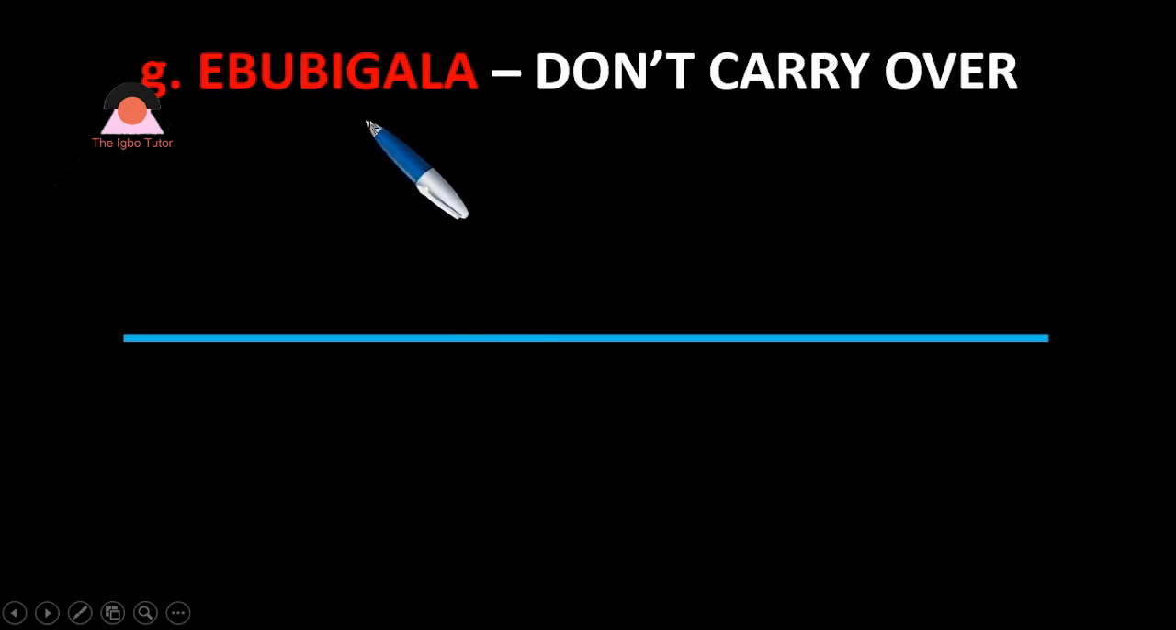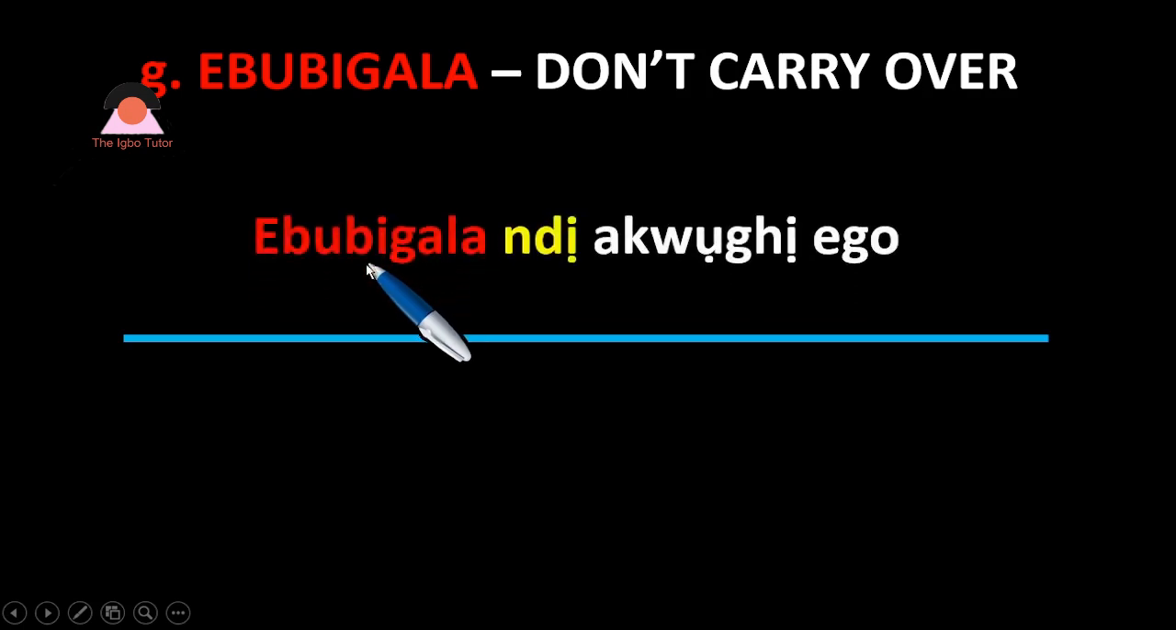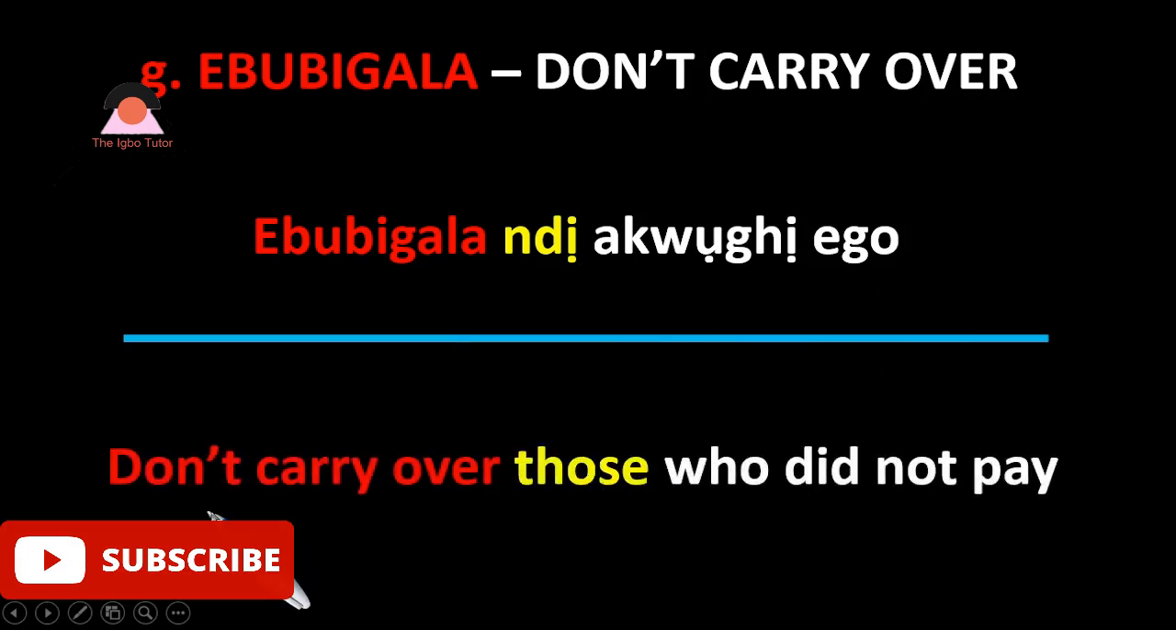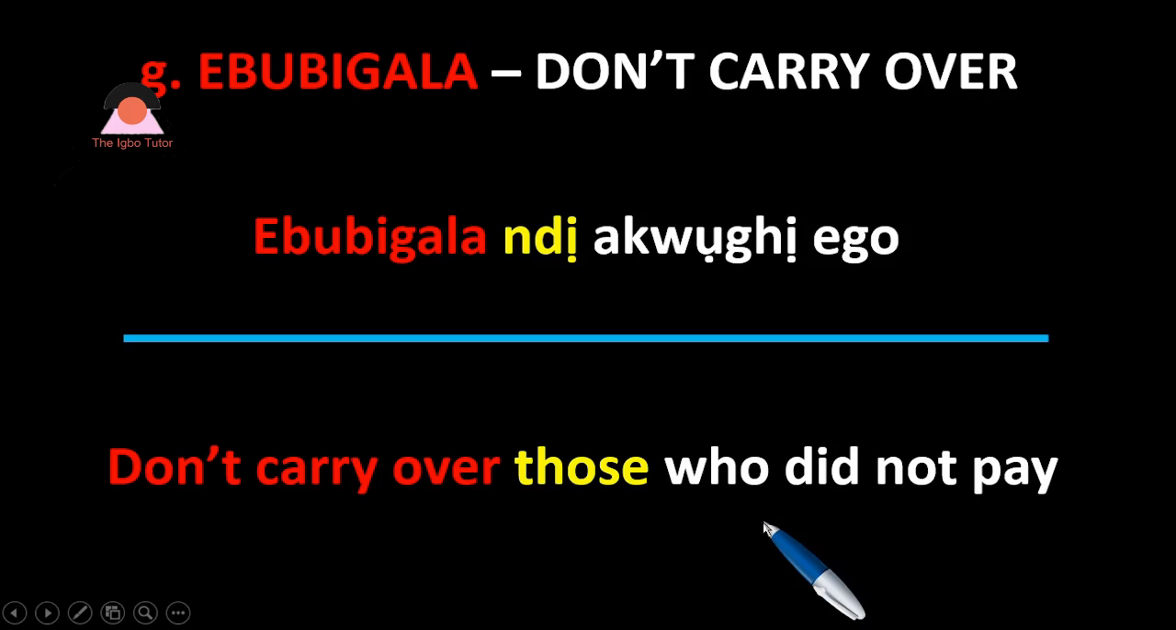Next is ebubigala, opposite instruction. Don't carry over. We look at a sentence. Ebubigala ndị akwụghị ego. Ọ bụ ndị akwụghị ụgwọ. Let's look at what that means. Don't carry over those who did not pay.